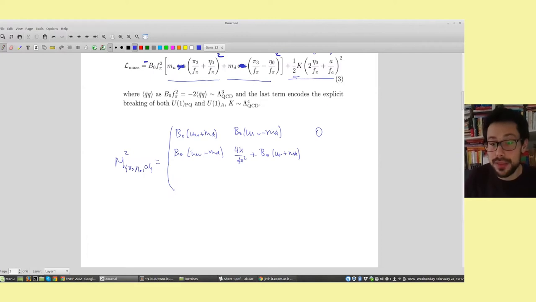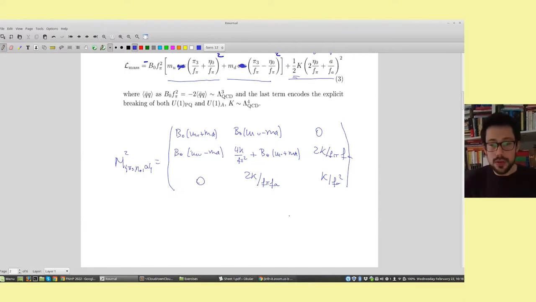And then finally, we have the mixings of the axions with the eta, right? That here will be 2k over f pi FA, and here similarly we have 2k over f pi FA. And here for the axion, we just have a squared with k, right? So here we will have k over FA squared. And here another zero.